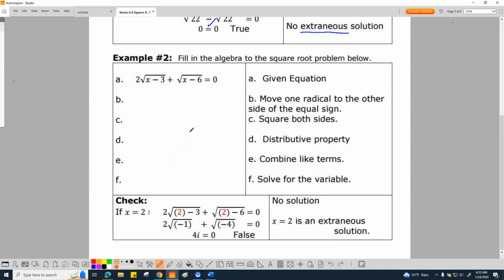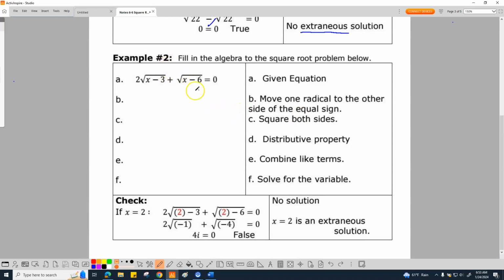So let's go ahead and see what we got here. We're going to end up with basically the same thing. The only difference is there's a 2 in front of this, which isn't that big of a deal. We'll work with it. Okay. So let's do this. Move one radical. We're given this equation. Now move one radical to the other side of the equal sign. Square both sides. Check it out.